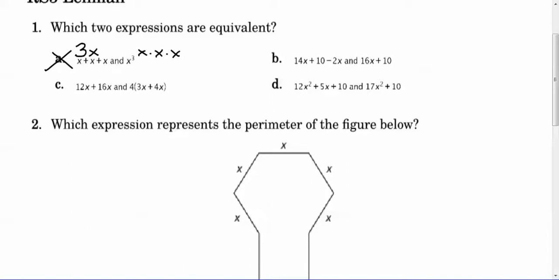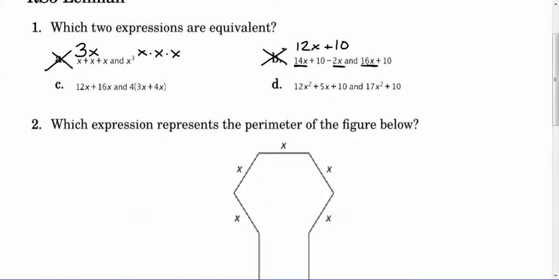For part B here, it says 14x plus 10 minus 2x. So you can combine things that have the same term. So 14 x's minus 2 of those x's would be 12 x's, plus we still have the 10. So this obviously doesn't match. This would be for kids who mistakenly added the 2x plus the 14x, but it says minus 2 x's. So that's how we come up with 12 and not 16. So it is not choice B.